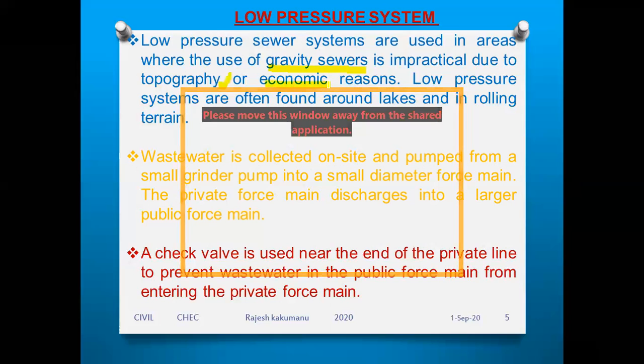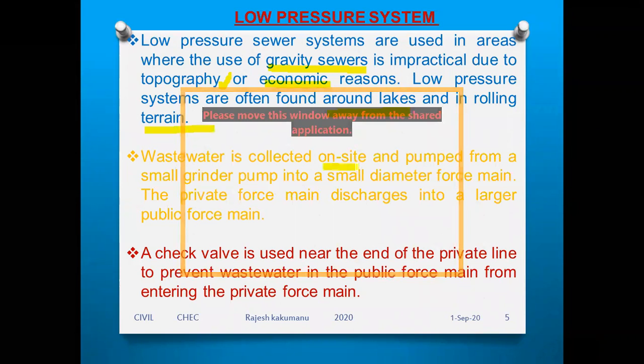Next, the low pressure systems are often found around lakes and in rolling terrain. So where are these types of systems found? These are generally found around the lakes and the rolling terrain. Rolling terrain means the hilly areas where you have steep areas. Next, the wastewater is collected on site. On site means the particular on-site area, and it is pumped from a small grinder pump to the big channel.